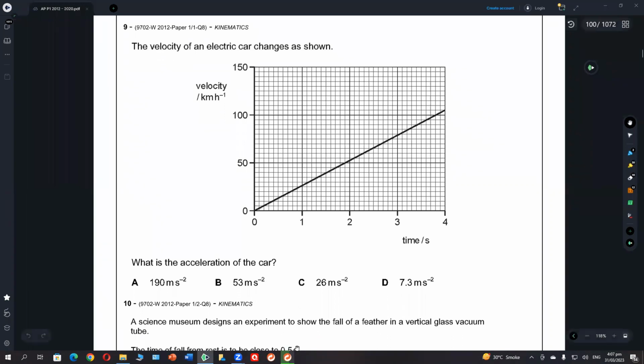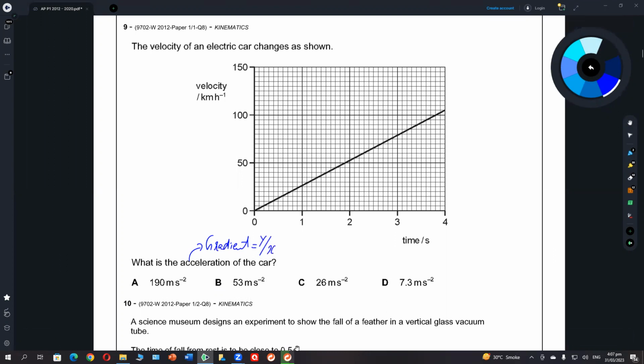When you talk about acceleration, it is the gradient of the velocity-time graph. And gradient is always y upon x. Whenever you are working out the gradient, you always have to carefully see whether the graph is starting from the origin 0,0 or not. So you can take the first point as 1, and the second point you can take as 4, and you can take this number.